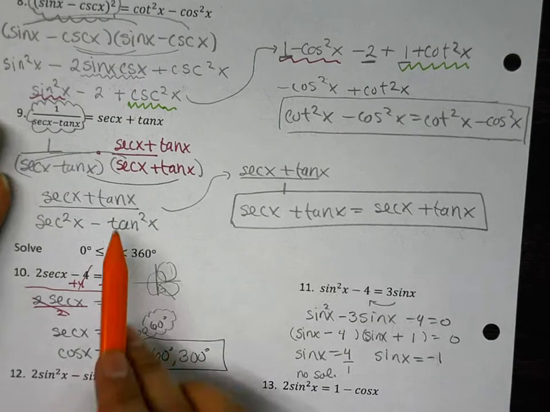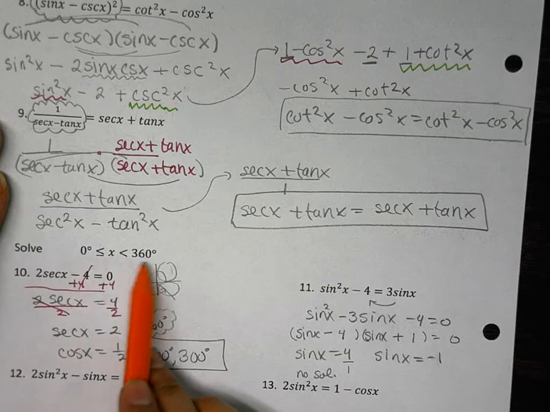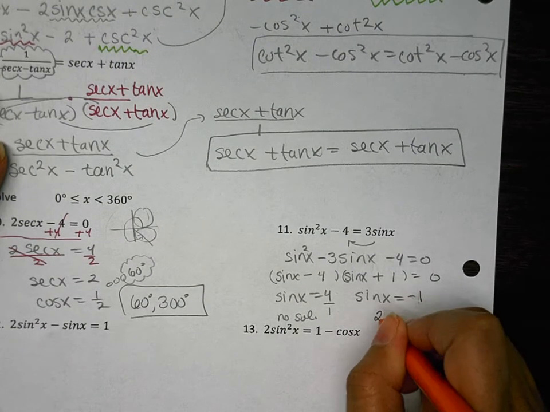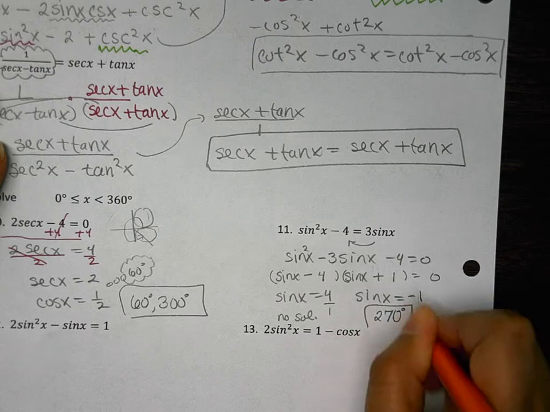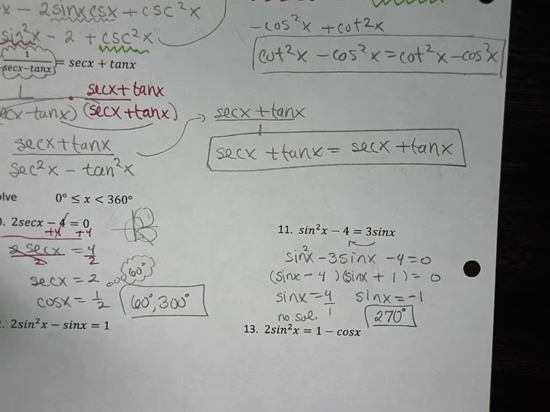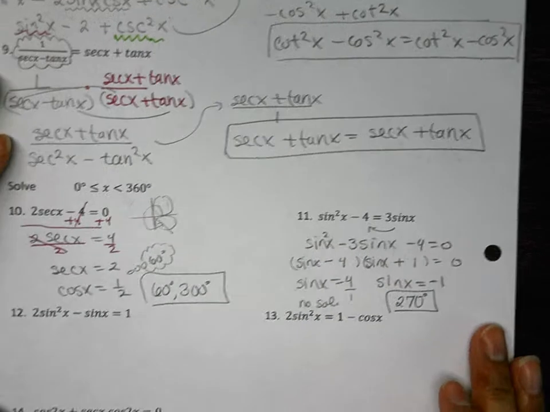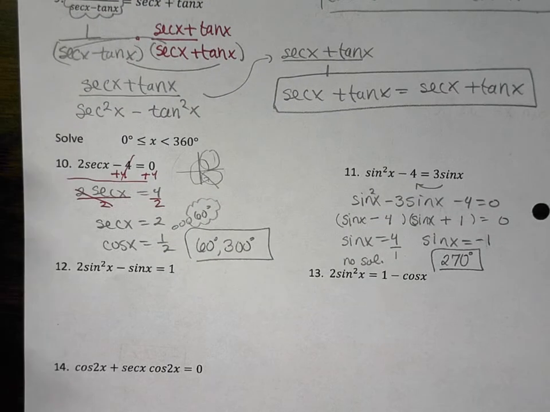solution on this part. All right, there's only one place between 0 and 360 where sine is -1. What is it? 270. We're good? Okay, questions on that one? Okay, next one. Suggestions?